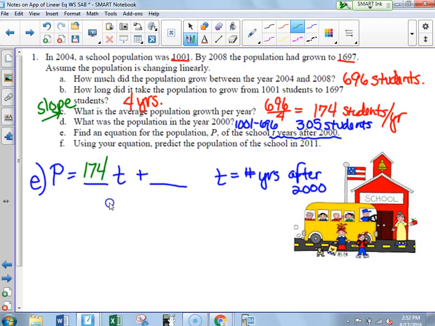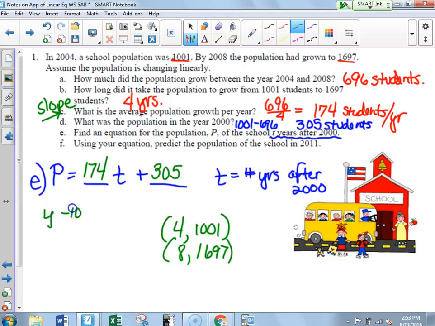What about here? Okay. Years after 2000, well, we knew in 2000, did we already find that number? It was 305. Okay. Some of you probably wouldn't have figured out that that was the intercept, maybe. If you didn't know that, you could have started by saying year 4, it was this. And year 8, it was this. So you could have found the slope, right? And then used point slope, like y minus this equals 174. I'm just suggesting that there's going to be different ways you're going to have to do some of these. This one really was pretty easy. We could just plug it in.